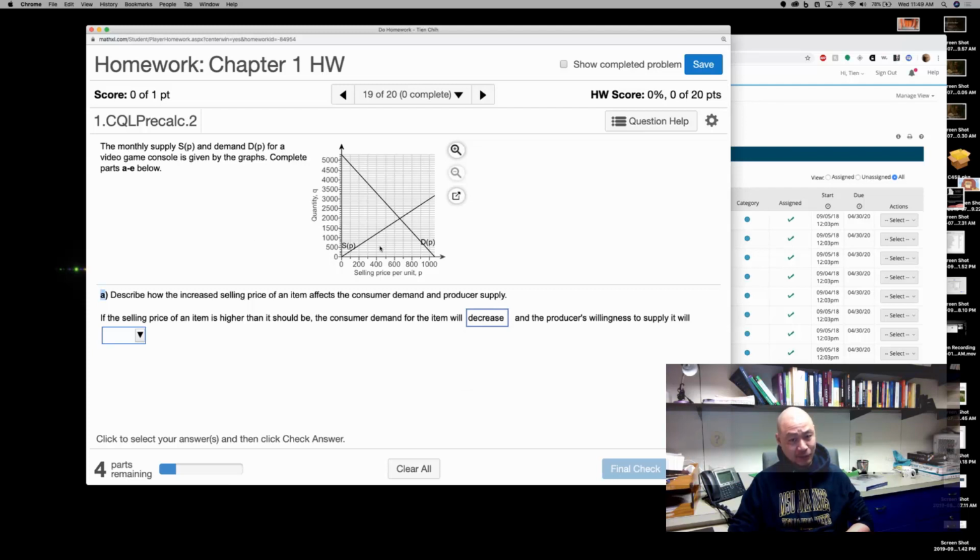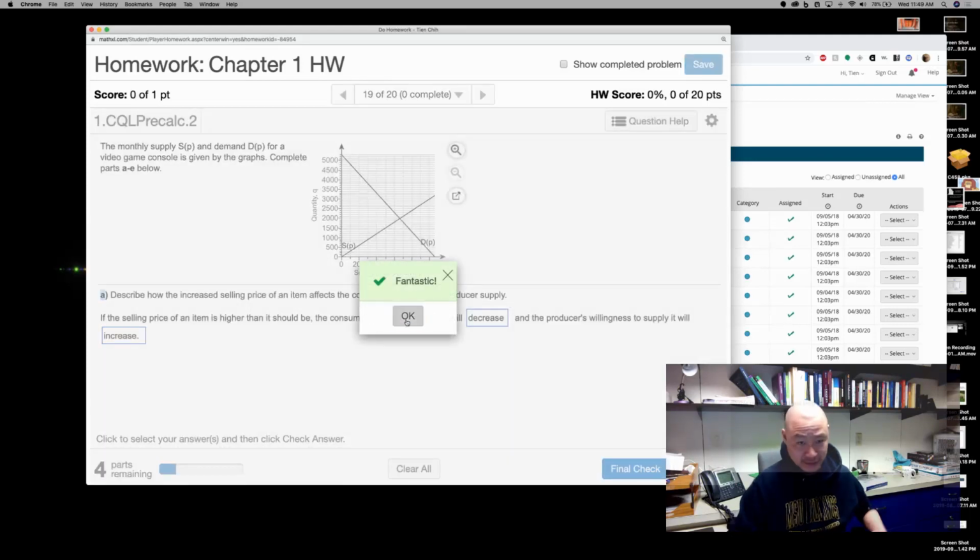But the more expensive you make something, the more people are willing to sell it. People might not be excited about selling something for $300, but they will be excited about selling it for $1,000. So the willingness to supply increases. And you can see that from the curvature of the graphs as well, right? This curve is sloping upwards, it's increasing. This is sloping downwards, it's decreasing.